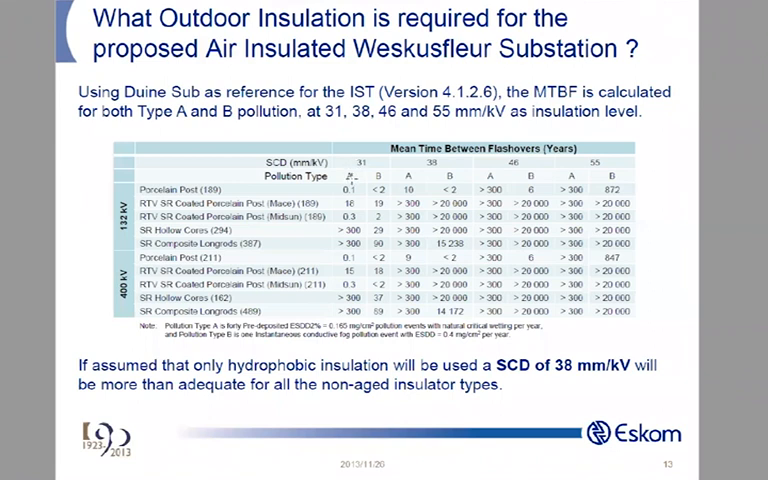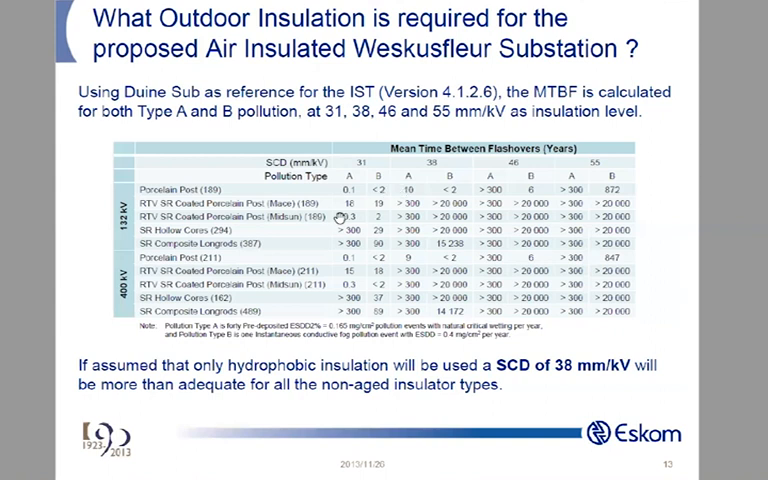So for type A pollution, for the porcelain, I'll be getting a flashover with a mean time between flashovers of 0.1 year. So take 0.1 times 12, my goodness, we're getting flashovers galore. Now if we take a look at type B, which is instantaneous pollution, I'll be getting just less than 2 years between flashovers, so nearly about 1 flashover every year if it occurs.